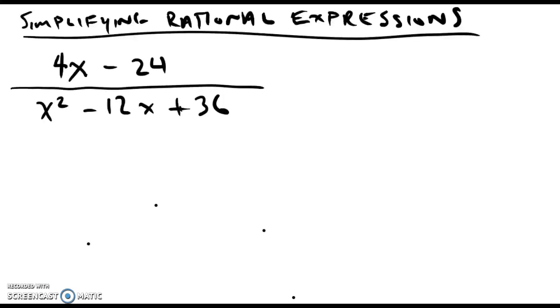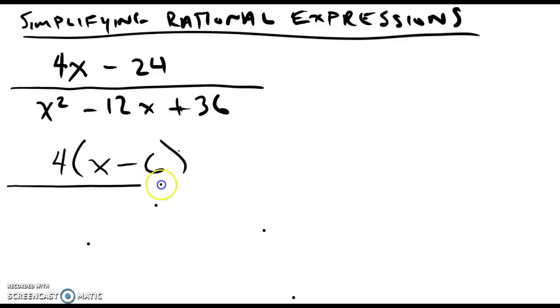So coming back here, we're going to use skills that we've already acquired throughout the course of the second semester. We're going to factor out the GCF on the top one, which in this instance is 4. We wind up with x minus 6. And on the bottom, we've got a quadratic, so we've got to do the 2 sets of parentheses. We've got to break up the x's.